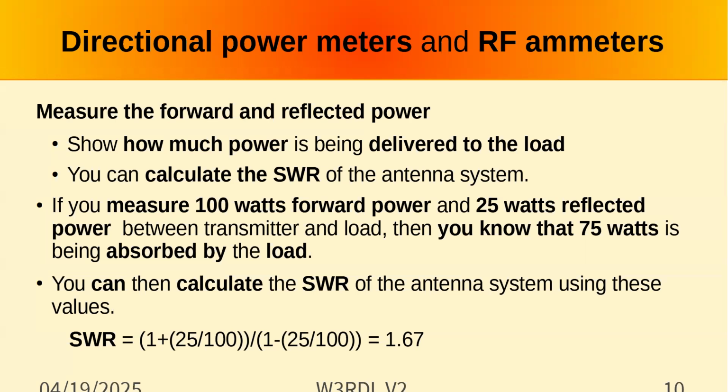And if you look at the difference between the forward and reflected power, then you know that difference is being dissipated somewhere. Hopefully all in the antenna, but usually a portion of it is going to be dissipated in the feed line itself or any connectors along the way.